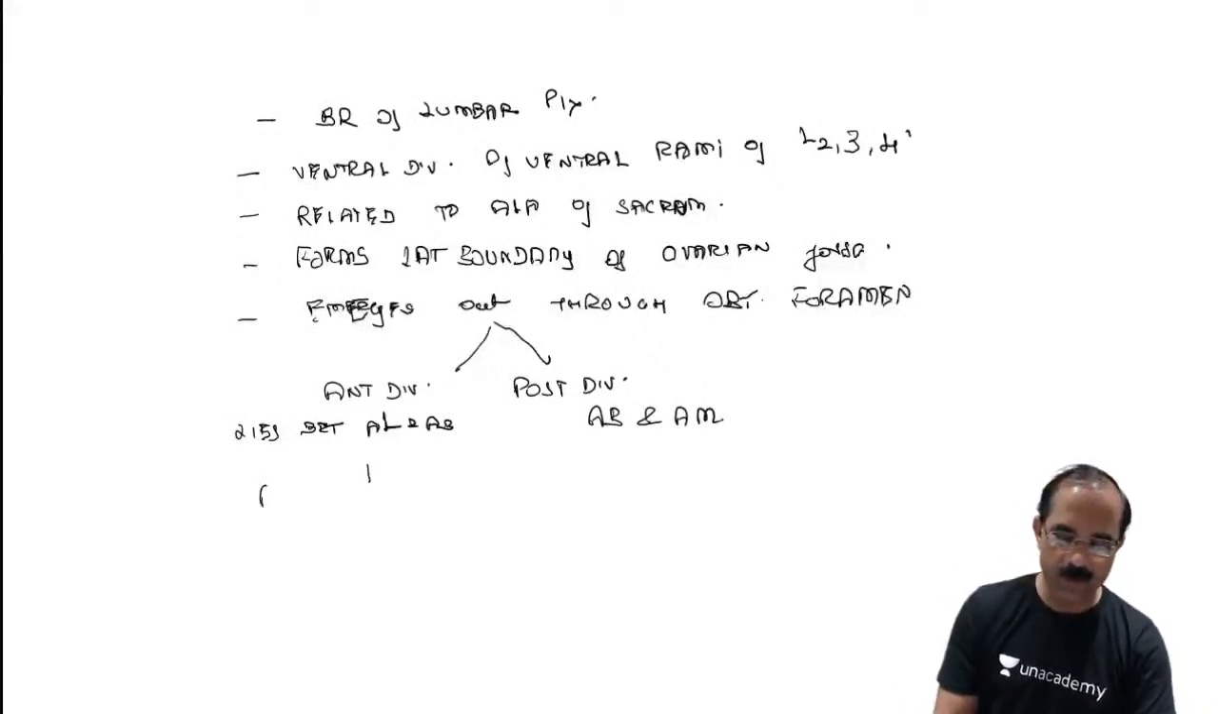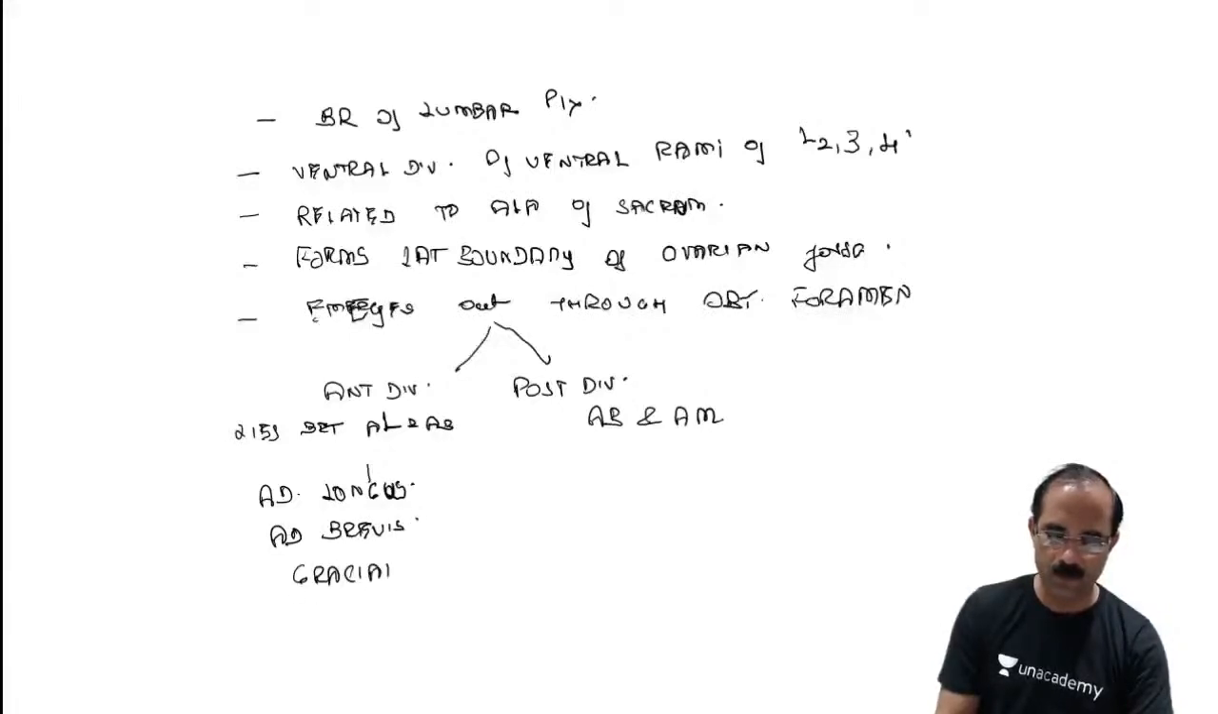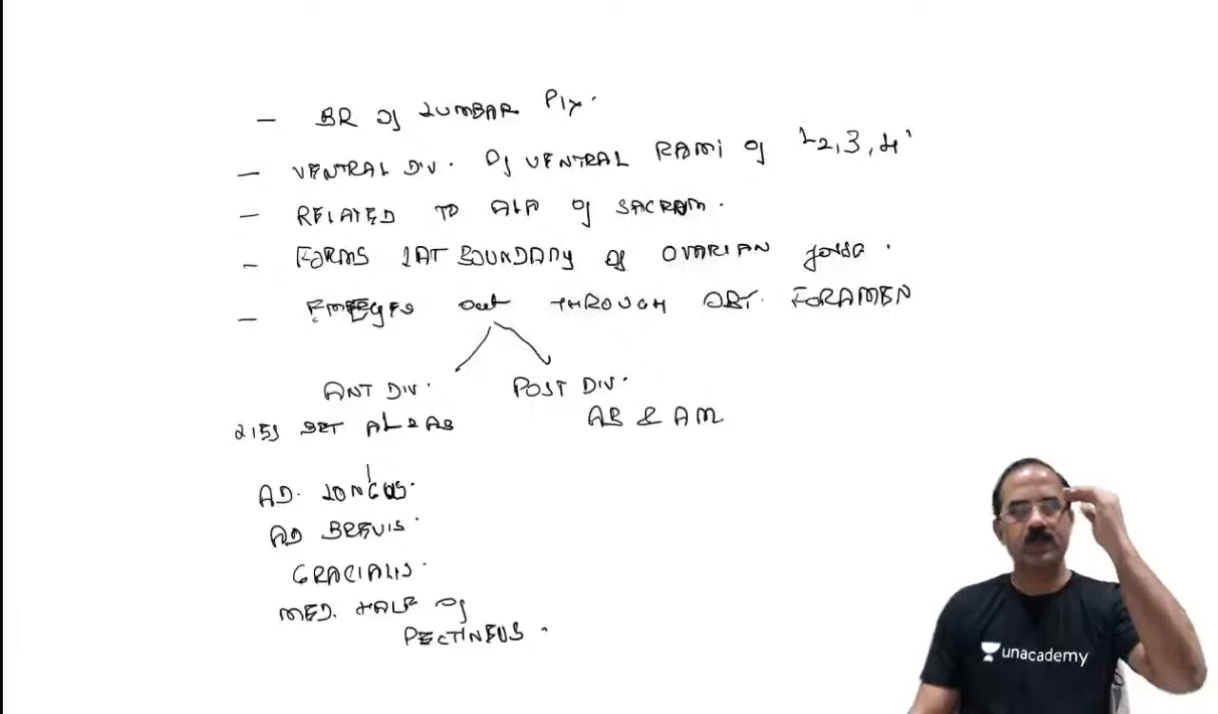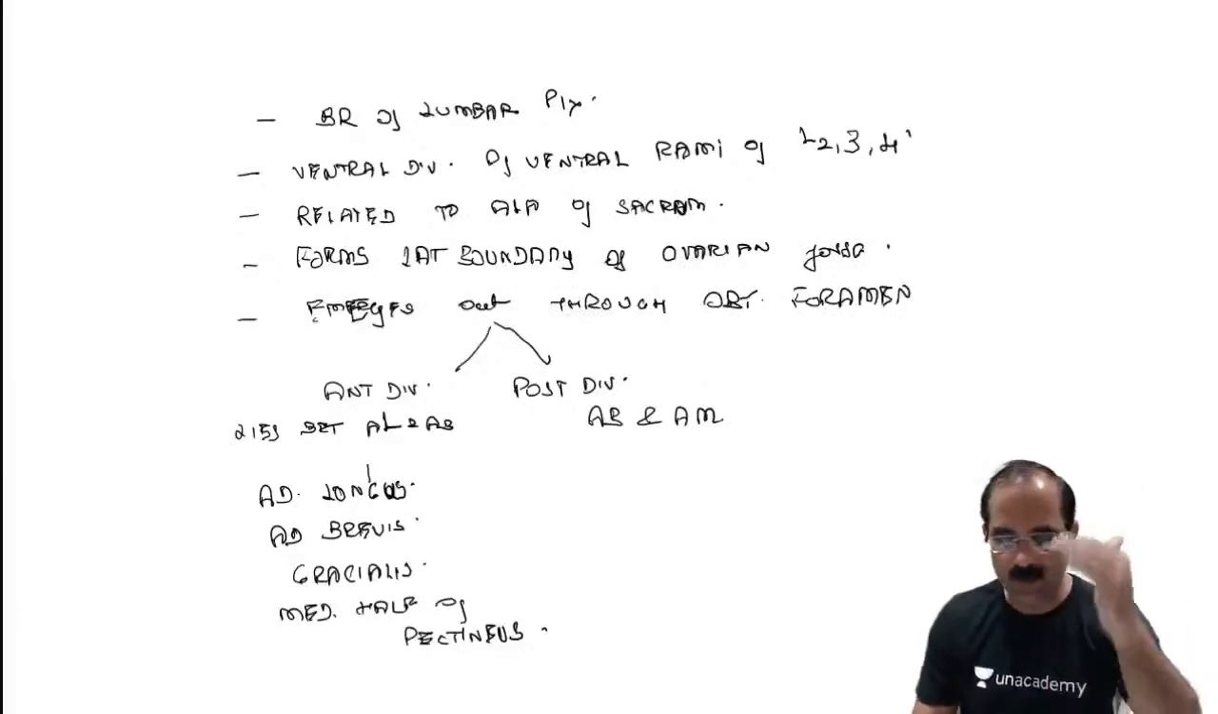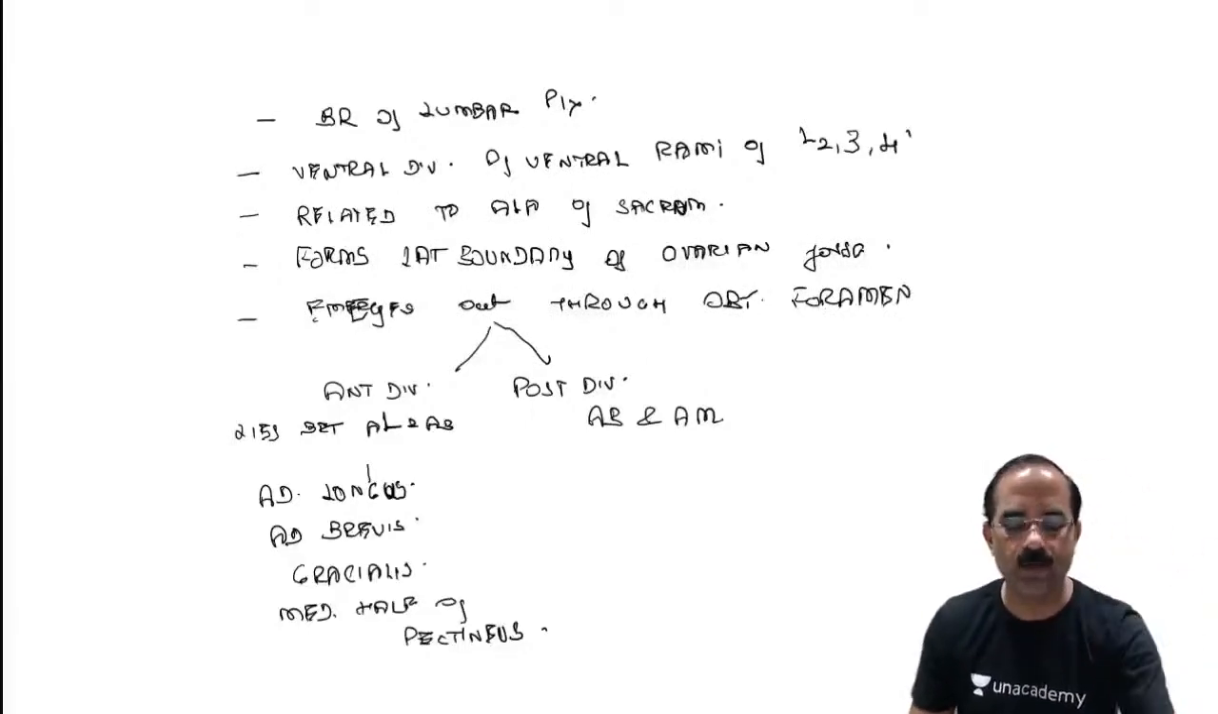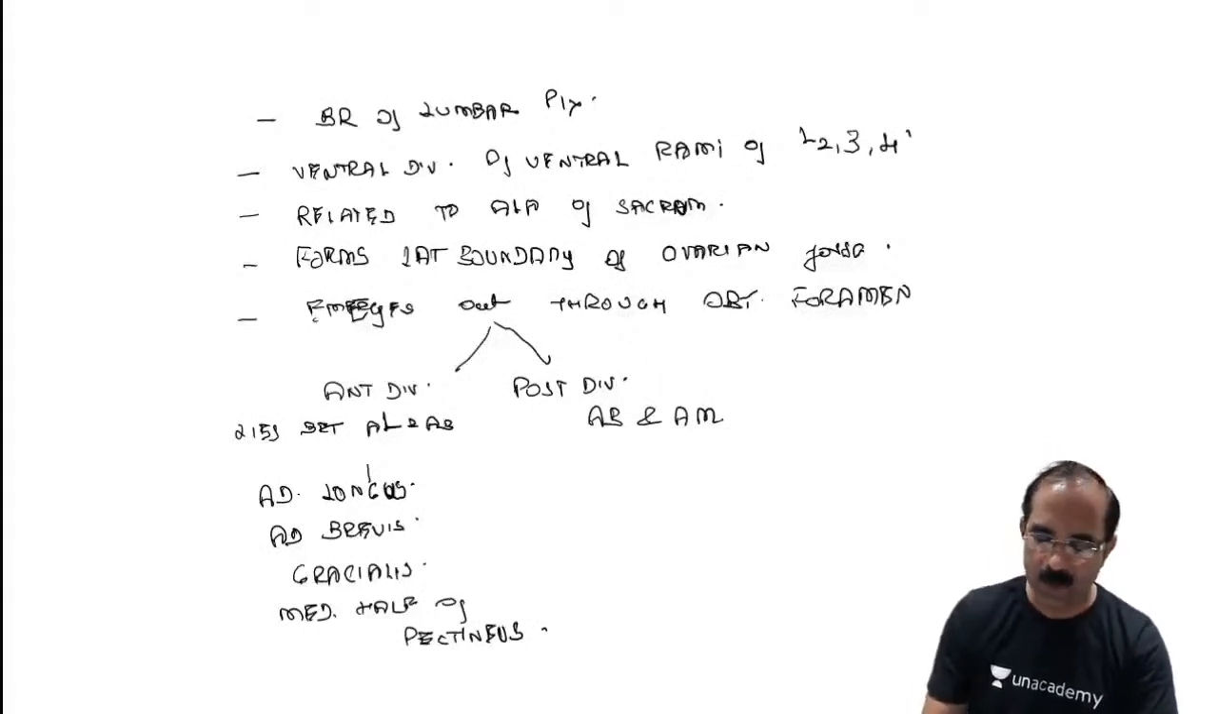What does the anterior division supply? It supplies the adductor longus, adductor brevis, gracilis, and the medial half of pectineus. Medial half of pectineus. Clear? The posterior division lies between adductor brevis and adductor magnus.